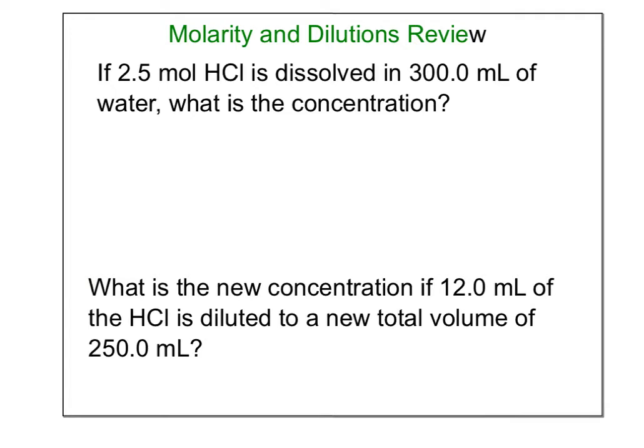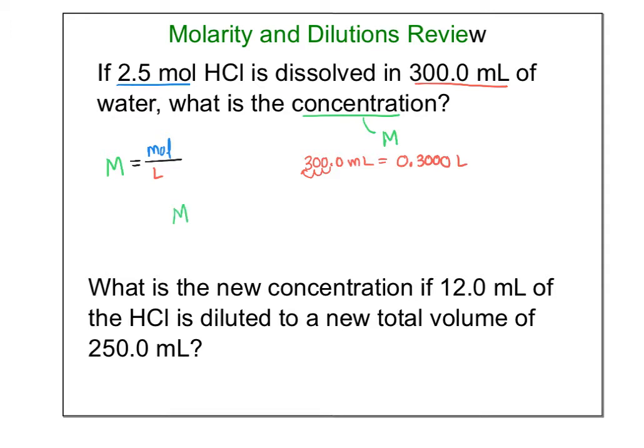All right, so if 2.5 moles of HCl is dissolved in 300 milliliters, what is the concentration? Remember, concentration is molarity, and molarity is equal to moles divided by volume in liters. If we're looking for capital M, the first thing is I see that they gave me my volume as 300 milliliters. That's the same as 0.3000 liters. To go from milliliters to liters, you move the decimal 3 spots or divide by 1,000. So now we should be able to calculate.